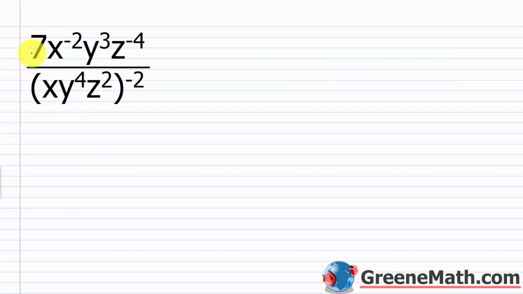So we have 7 that's multiplied by x to the power of negative 2 times y cubed times z to the power of negative 4. This is over, inside of parentheses, x multiplied by y to the 4th power multiplied by z squared. This is all raised to the power of negative 2. So the first thing I want to do is simplify down here. So let me just rewrite this. I have 7x to the power of negative 2, y cubed, z to the power of negative 4.